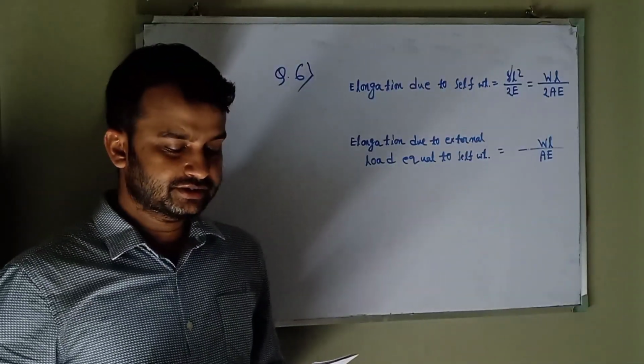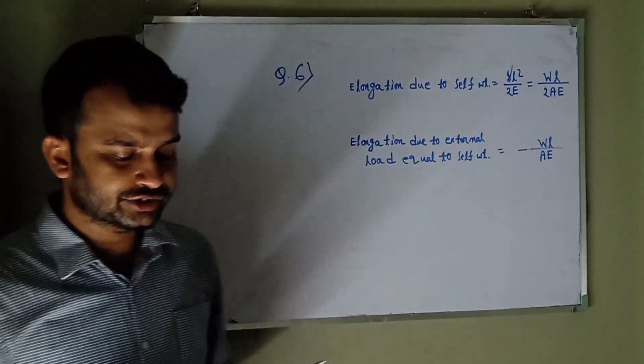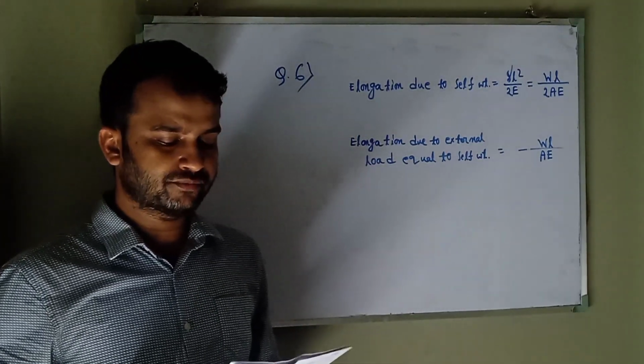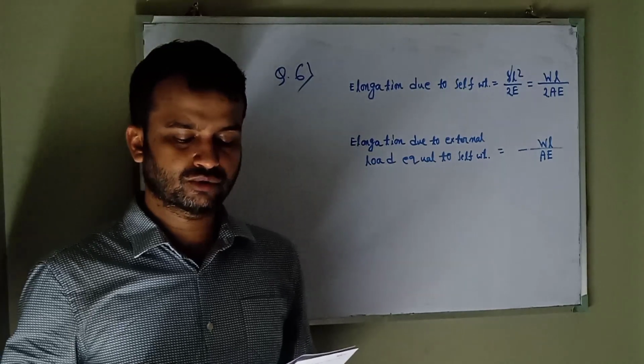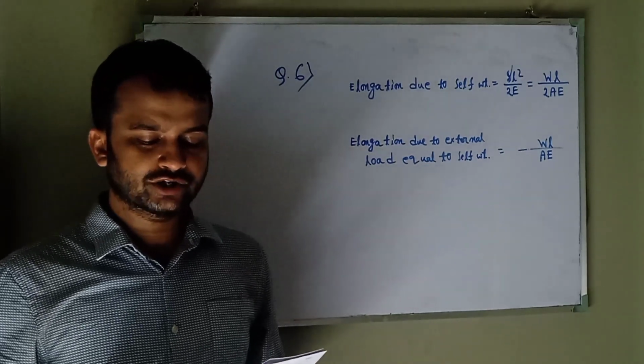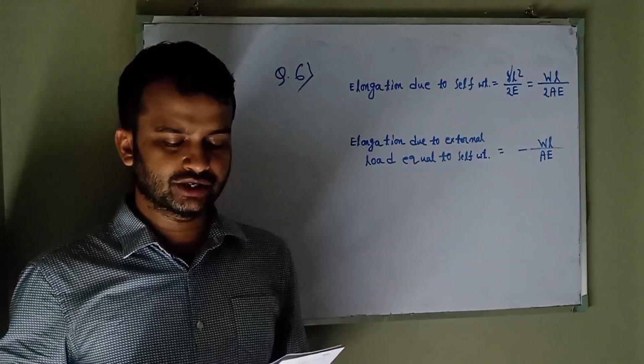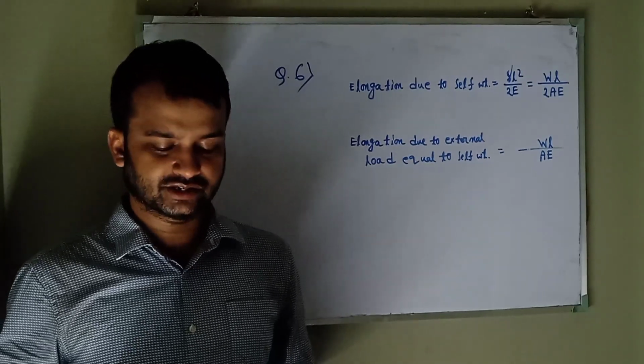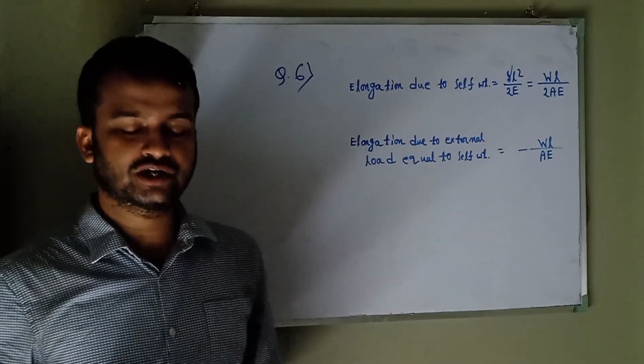Next question number 6. The ratio of total elongation of a bar of uniform cross section produced under its own weight to the elongation produced by an external load equal to the weight of the bar is, there are 4 options, you have to choose the correct answer.